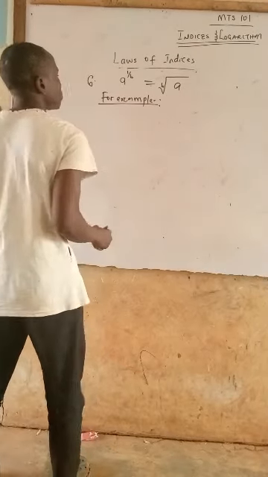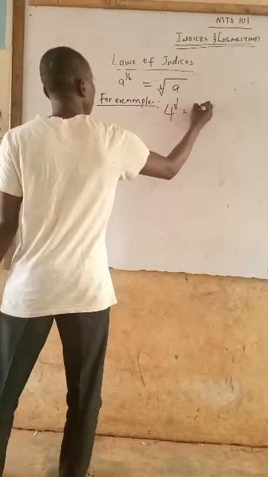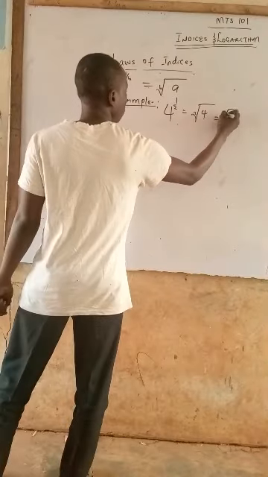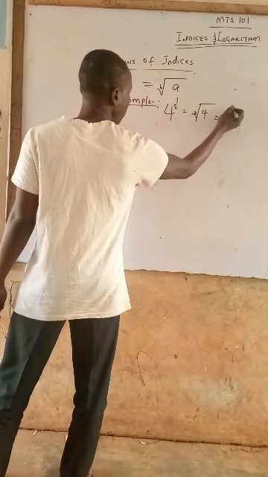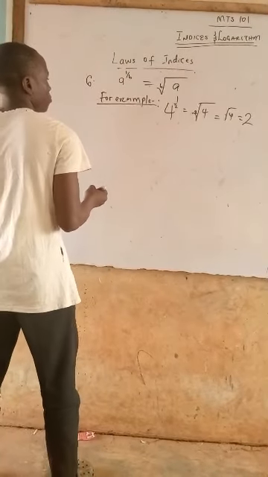if you have 4 raised to the power of 1 over 2, it means what? The square root of 4. If you put 2 here, it's the same thing as the square root of 4, which will give us 2.